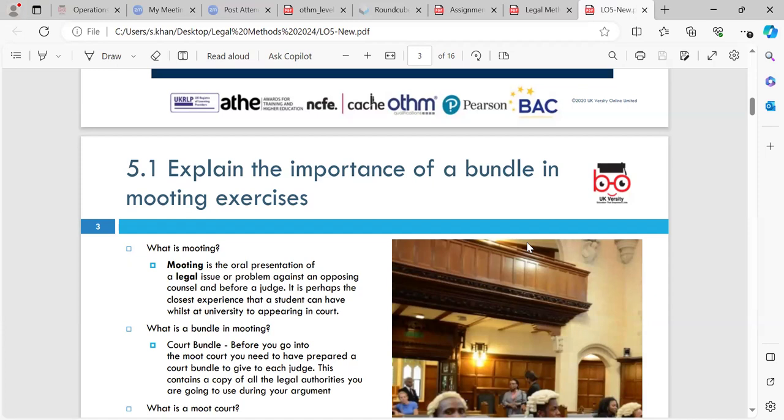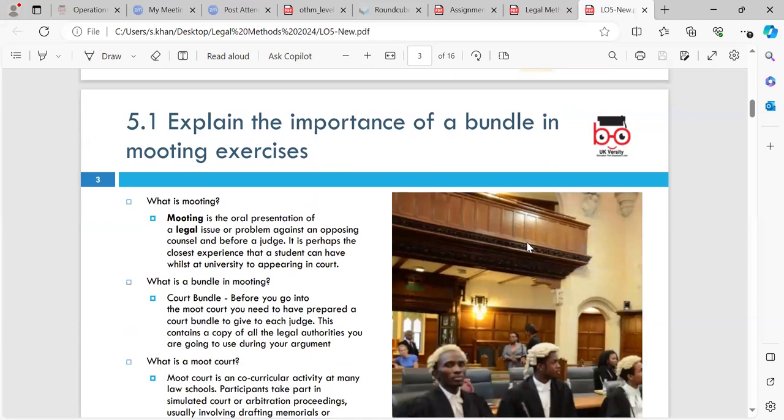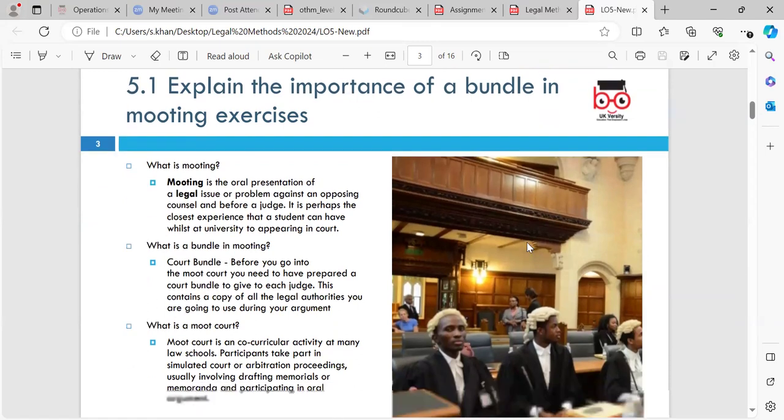And we looked at how the judges are involved. We looked at the importance of court bundles, why it's so important before you go into court to have a bundle ready.